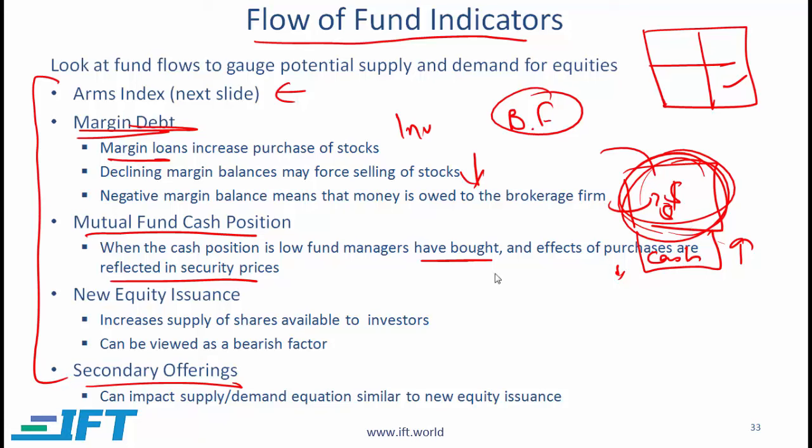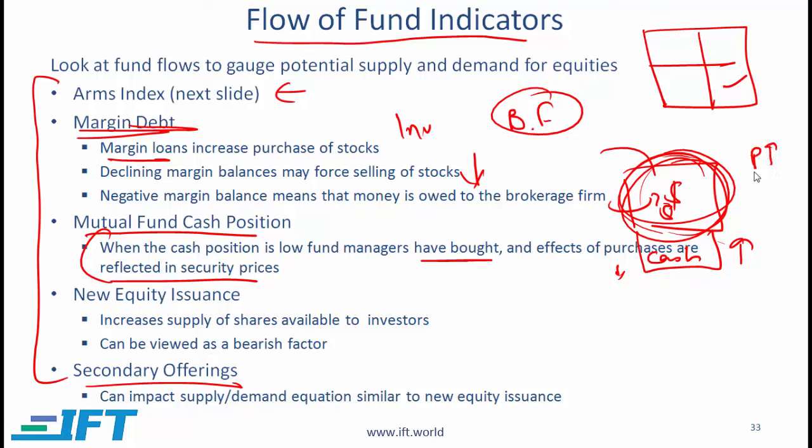We can also recognize the fact, as given here, that if the cash position is very low, that means that all the money, or almost all the money, has been used to buy stocks. So the stock price will reflect the fact that all the money has flowed in, and stock prices will be relatively high.